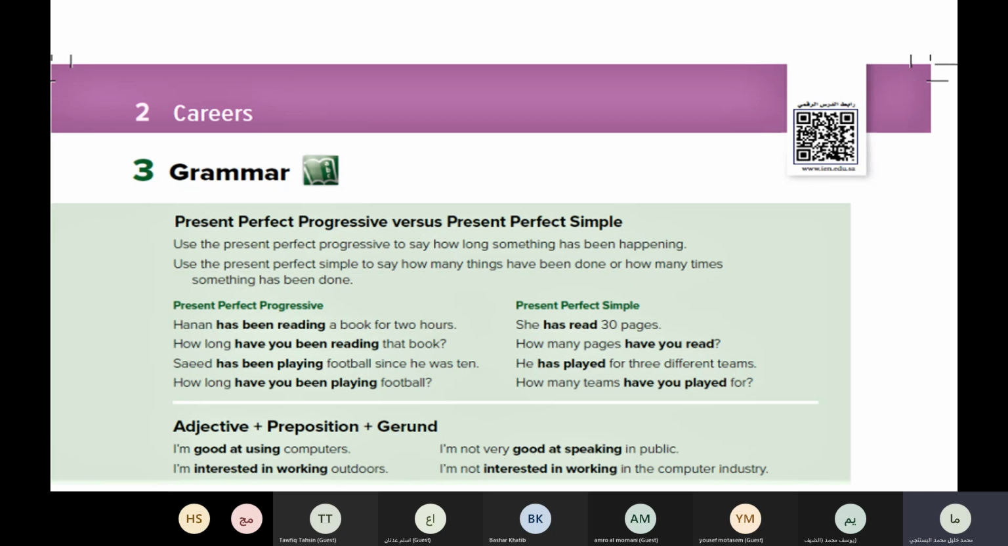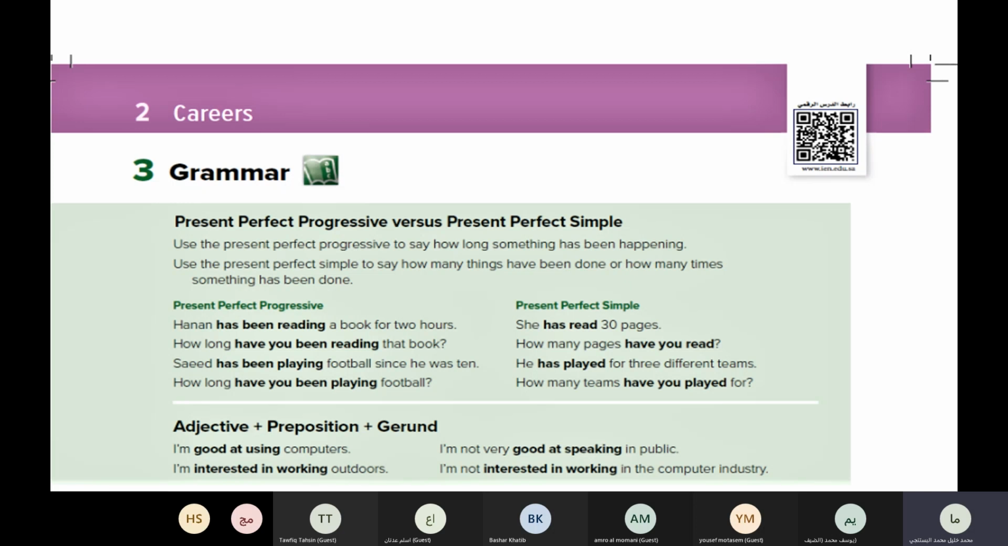Good. You realize that here we use the present perfect progressive. We use the present perfect progressive: have, has, plus been, plus verb ing form, to talk about an action or situation started in the past and continues up to now in the present. This is the use of the present perfect progressive.